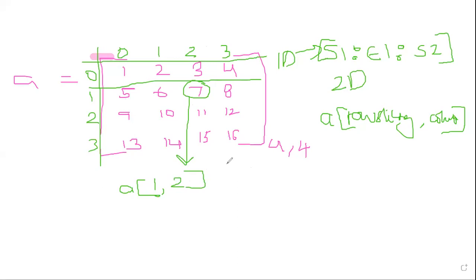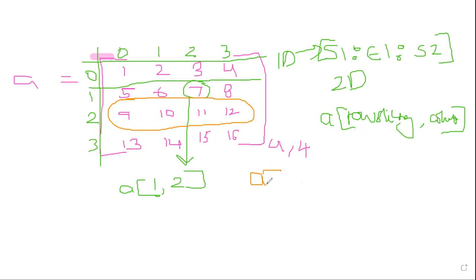Now my requirement is, I'll change the color. I want to access this complete row. Sorry, it is not a column. I want to access this complete row. So to access this row, what do we need to do? First we need to specify row slicing.